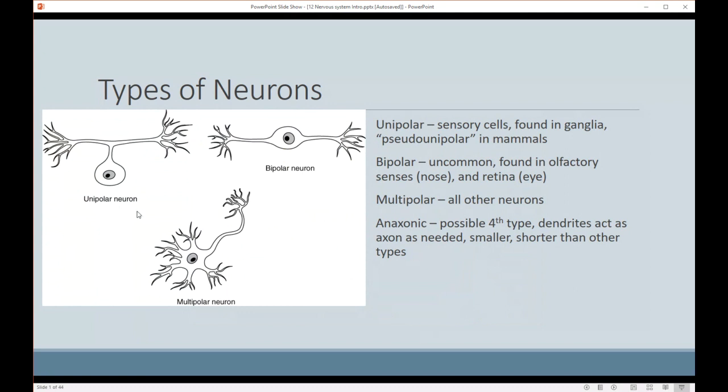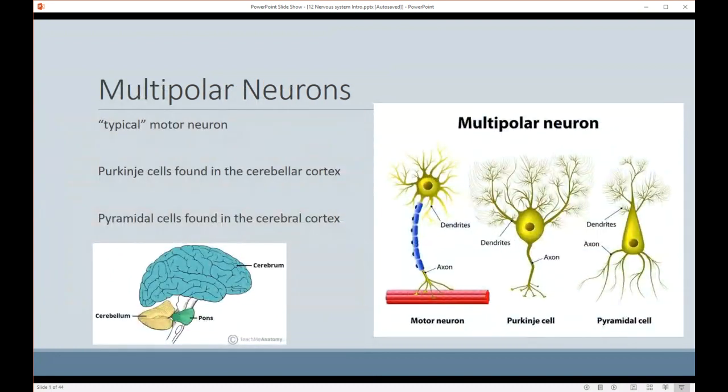We have multipolar. This is all other neurons. There's also a possible fourth type. They're still doing research on this, and it's where the dendrites can act as the axons. So the dendrites can actually receive and send. They would be smaller and shorter than those other types, but we're still working on whether they are truly neurons or not. Okay, so the typical motor neuron is that multipolar neuron.